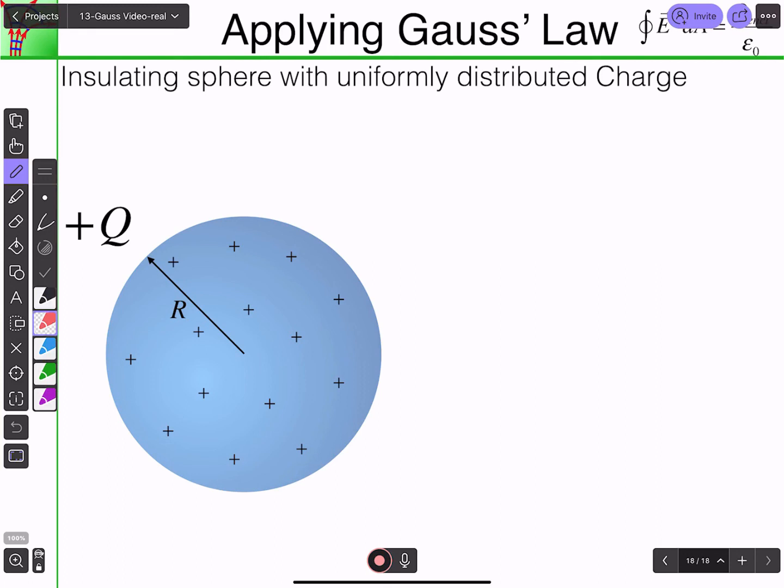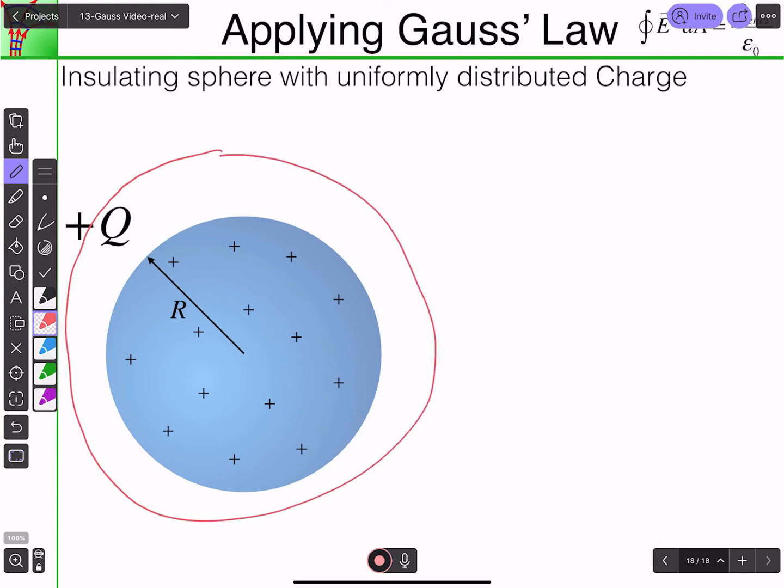So calculating it outside is actually pretty easy. It's similar to what we did before. If I were to draw a Gaussian surface outside, here's the Gaussian for r. This is just like with the ping pong ball. This is the Gaussian for r greater than R, when we're outside the sphere.